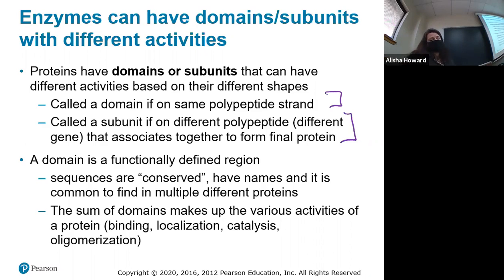So a domain is a functionally defined region. Sequences within that domain are usually conserved. They have names different than the protein. So what are some domain names? There's like the WD40 domain. Oh, it's a really pretty protein. It looks like, I don't know, tool names. It's like a lug nut. Looks like a flower. Looks like that.